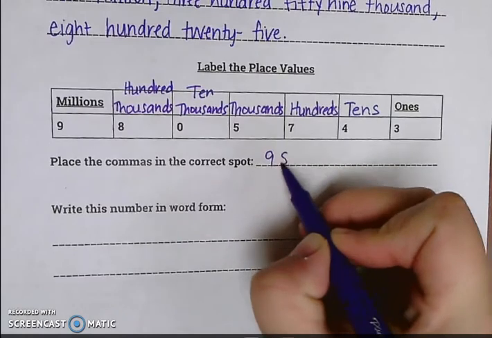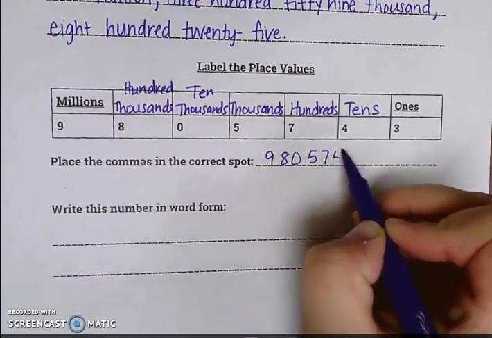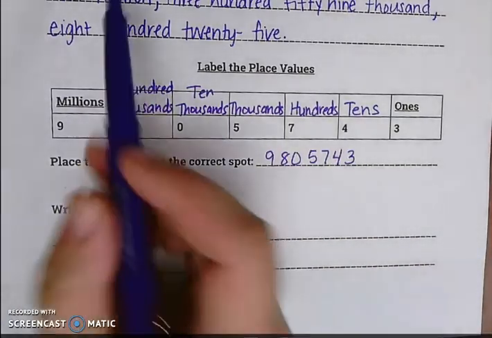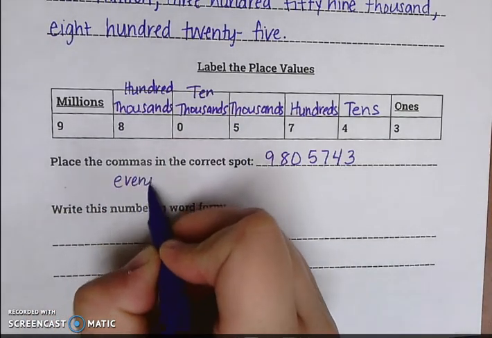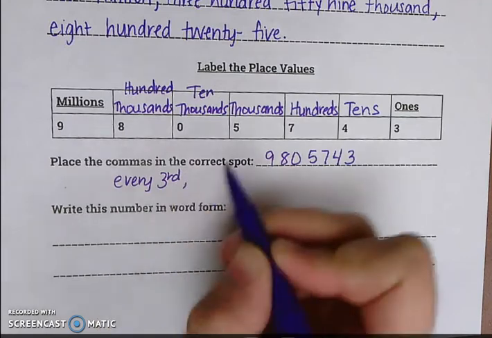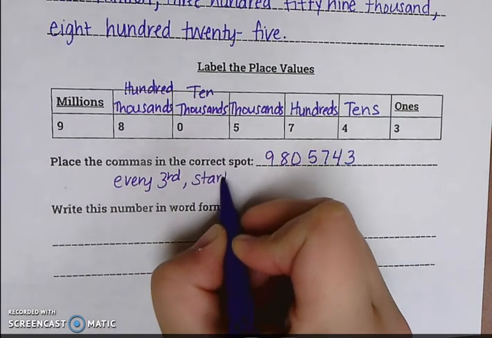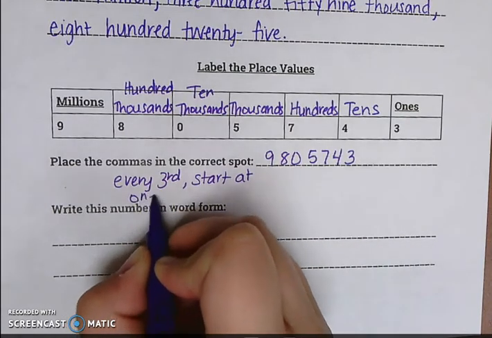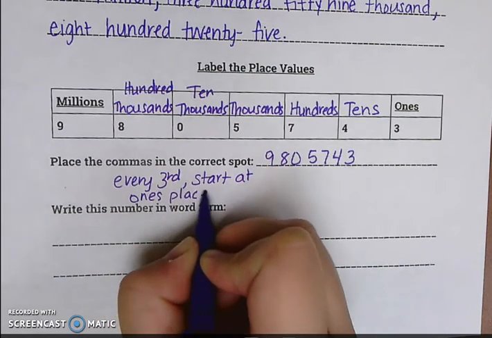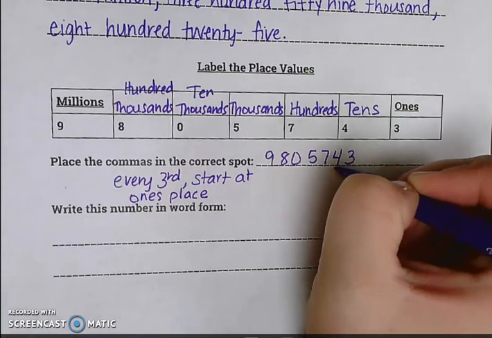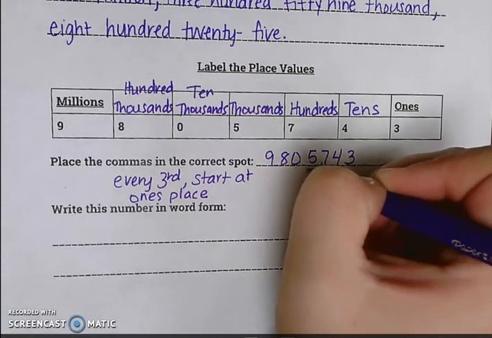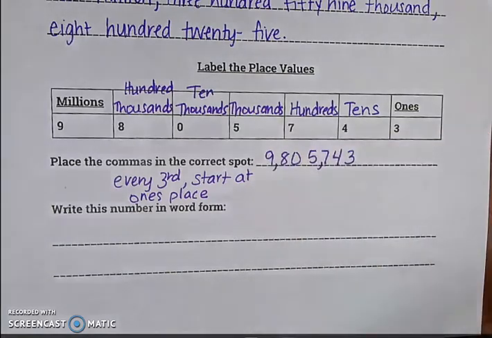9805743. And remember, with our commas, we do every third number, and we start at the ones place. Starting at the ones place. So every third number. So we're going to go 1, 2, 3, comma, 1, 2, 3, comma.